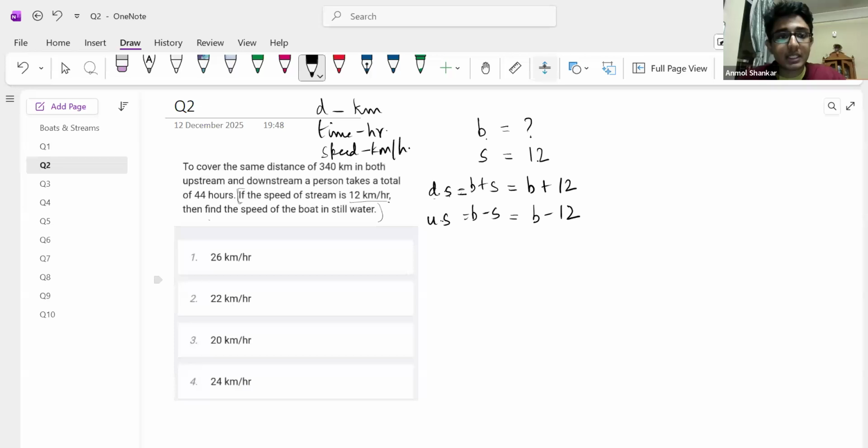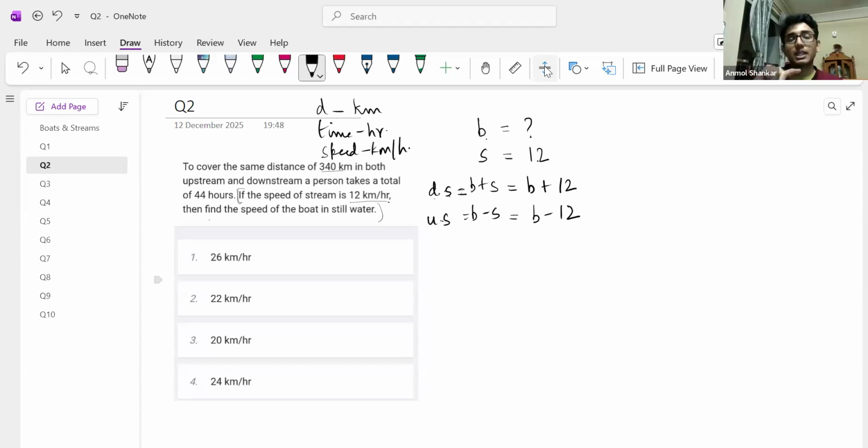Now the first statement: to cover the same distance of 340 kilometers in both upstream and downstream, a person takes a total of 44 hours. Our equation should be in terms of which quantity: speed, distance or time? Based on time. The same distance of 340 kilometers is covered upstream and then downstream, and the total time taken is 44 hours. So our equation will be in terms of time.